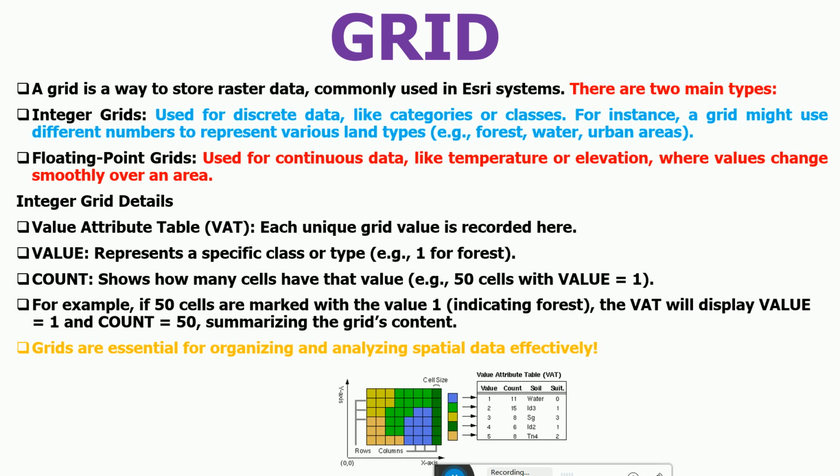See, this is the example of the grids. Rows, columns, this count. Simply, value is 1, count is 11. It means the water body is measured at 11 points, but its category is 1, so value is 1, but count is 11.